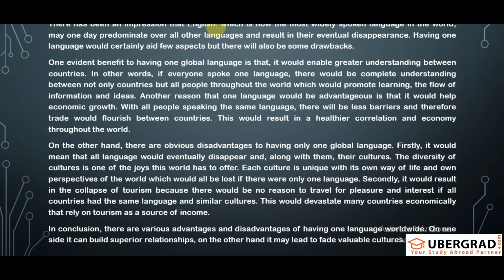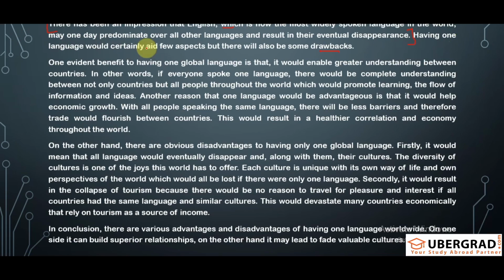There has been an impression that English, which is now considered the most widely spoken language in the world, may one day predominate over all other languages and result in their eventual disappearance. Having one language would certainly aid few aspects, but there will also be some drawbacks. Okay, now the use of which over here makes this a complex statement. You get marks for GRA, as well as the paraphrasing of the question shows that the candidate has well understood the question. So you get marks for task response.